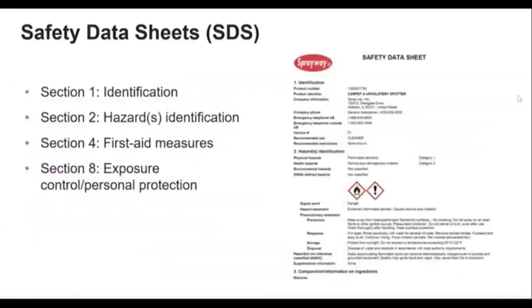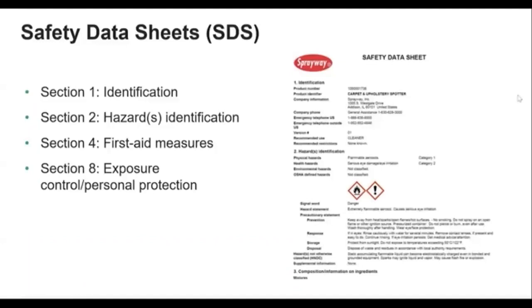I just threw a lot of information at you on the last slide regarding safety data sheets. So I wanted to bring it back in and say these four sections, sections 1, 2, 4, and 8, are the most important to understand or be able to identify when it comes to a potential exposure of an employee to a chemical in the workplace.